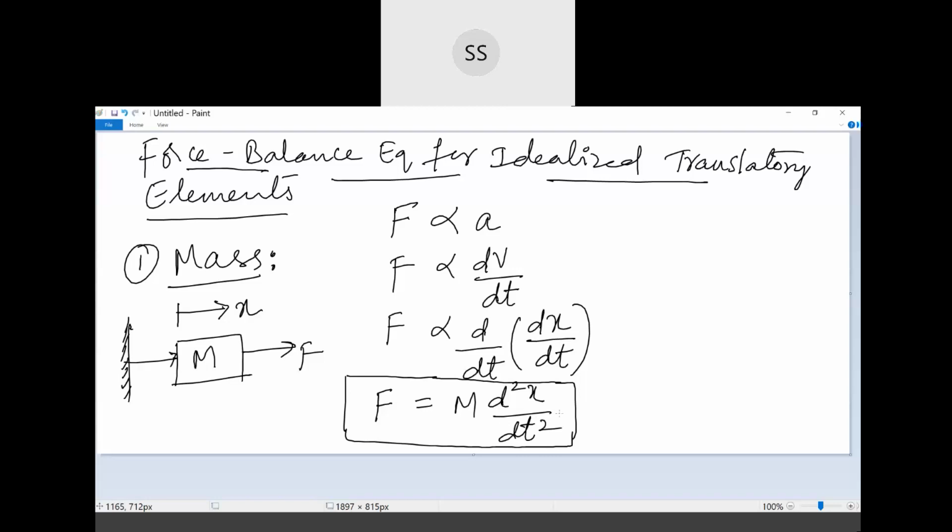The displacement x also depends on the mass of the body. For the same applied force, a lighter mass may move to a maximum distance; its displacement may be more when compared to a heavy mass. Even though the same force is applied, the displacement a heavy mass gets will be less. So the applied force, mass and displacement are related by this equation, and this is called the force balance equation for the mass element.